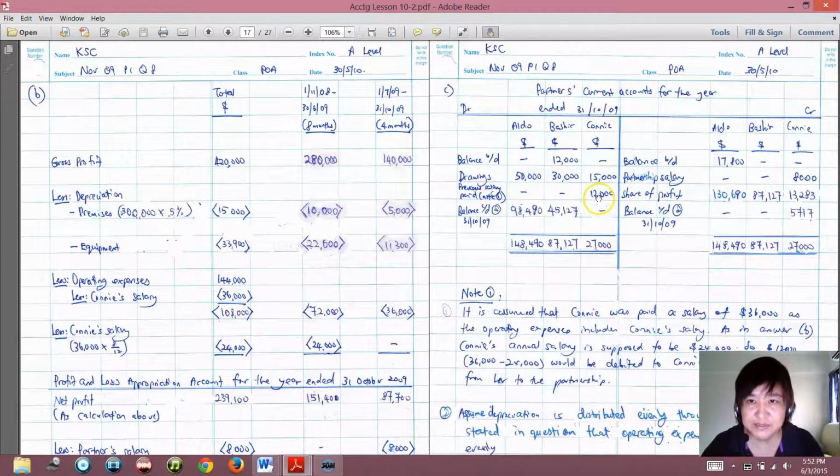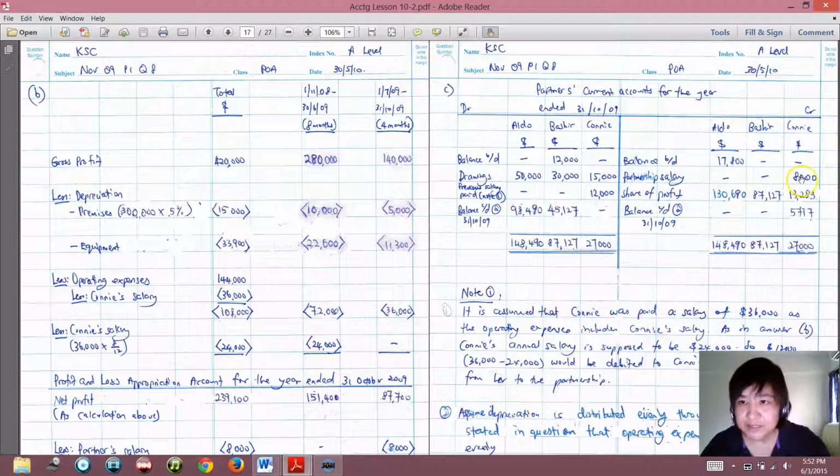So this is an adjustment that I'm trying to say. This one is the previous salary, and here is the salary. What I'm saying is, we have given her the partner salary of 8,000. We are assuming 36,000 was paid to Connie as an employee salary in full, and now we are already crediting her with 8,000. So you use your calculator. This 8,000 is already credited to Connie as a partnership salary.